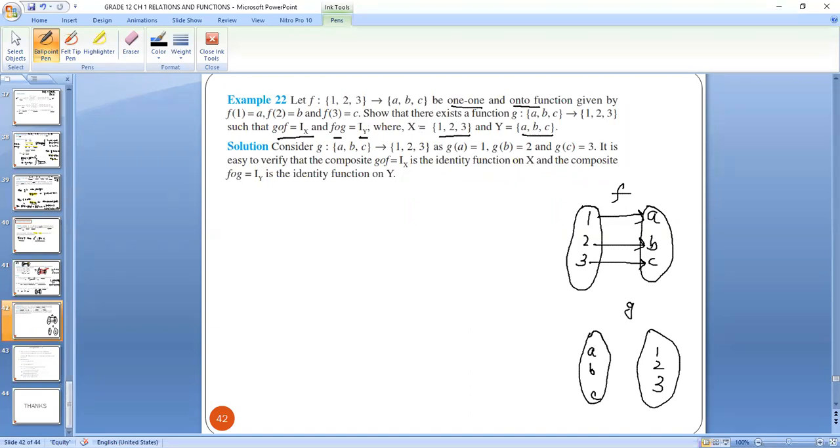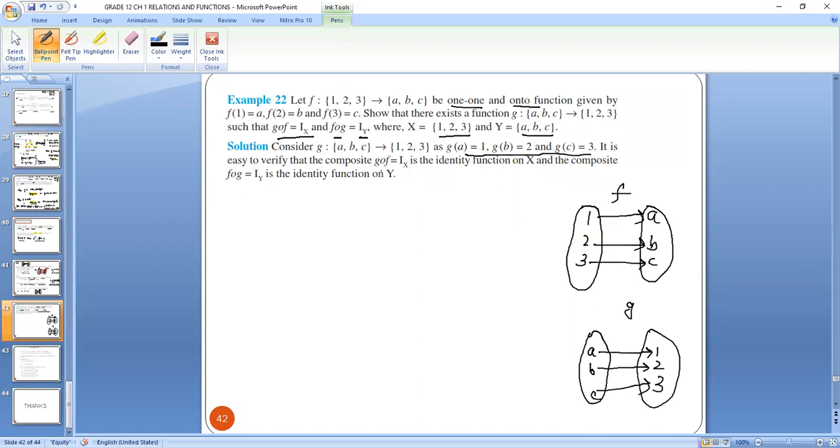So x means this 1 2 3 and y means this a b c. We have to prove that a mapping g from a b c to 1 2 3 exists such that g of f is I of x and f of g is I of y. Consider g to be a mapping from a b c to 1 2 3 such that g of a is 1, g of b is 2, g of c is 3, right? This we have assumed.